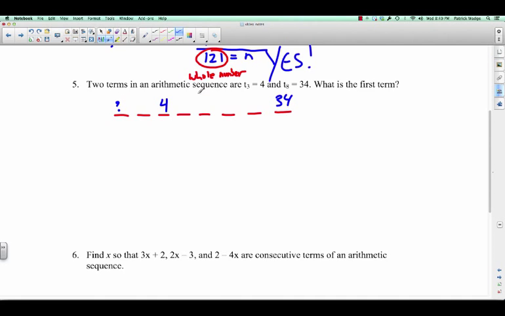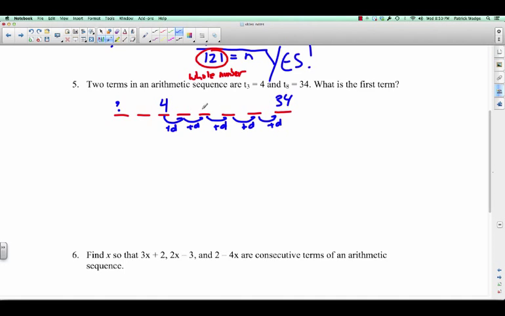What's the first term? Okay, the first thing we should figure out is what's the difference between these terms. So the way you would do that is you take this term, and to get to this term, what would you do? You would add a difference, right? The common difference. How about to go from there to there? Add the common difference. From there to there, add the common difference. From there to there, add the common difference. And from here to here, add the common difference.